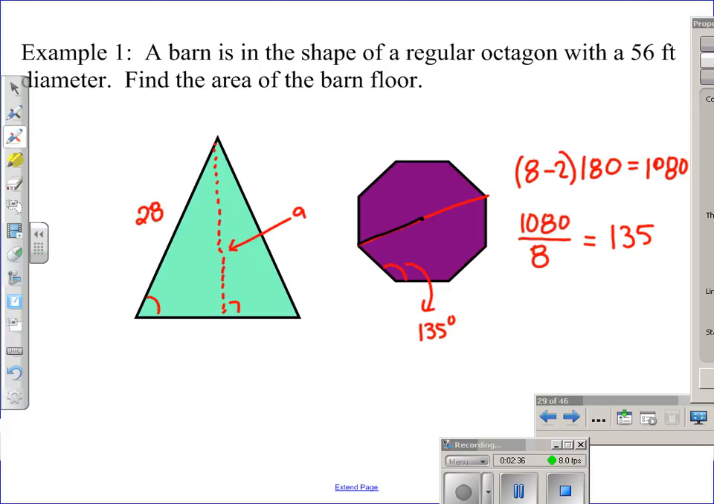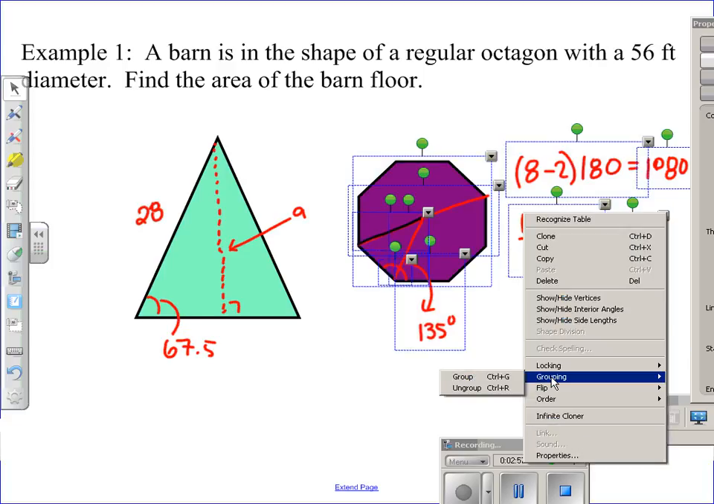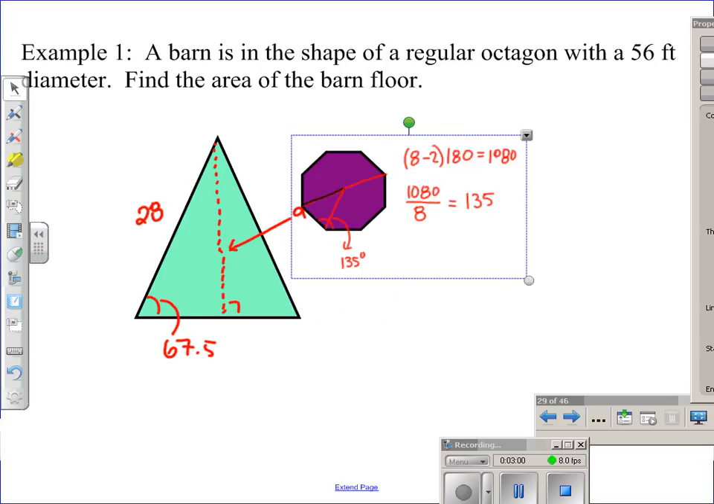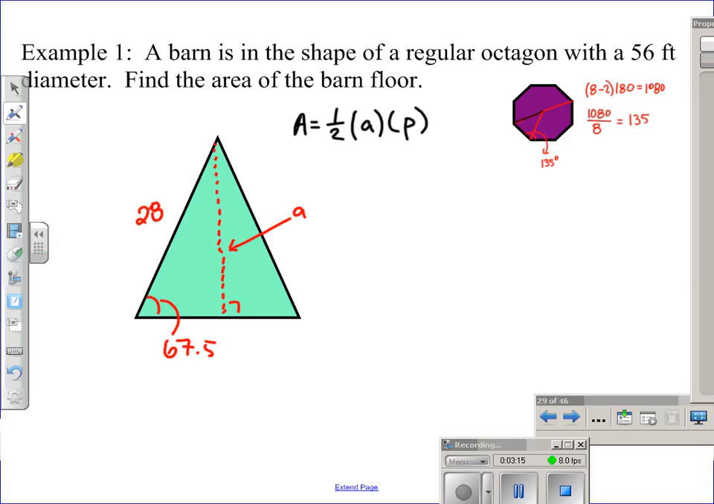But in our triangle, which would be here, it's only going to be half of that. So when we're looking at this triangle here, this angle is not 135 degrees, it's half of the 135, giving us 67.5. And now that we have all that labeled, we're really ready to start finding the area. So for the area of this regular polygon, we know the formula for area is 1/2 times the apothem times the perimeter. Right now we don't know the apothem and we don't know the perimeter, so we're going to have to do a little work to find each one of those.